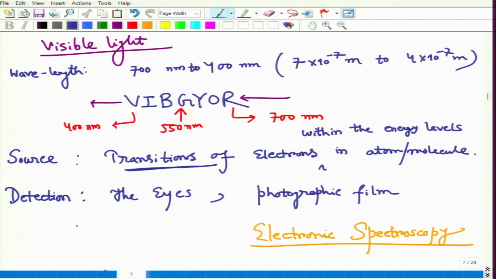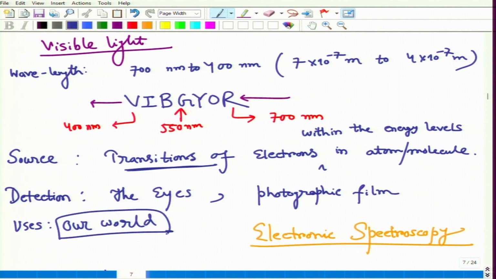Okay, in visible light I did not mention the uses. The main use of visible light is our world, we can say. Our world is totally colorful due to visible light. So this is the main use of visible light.